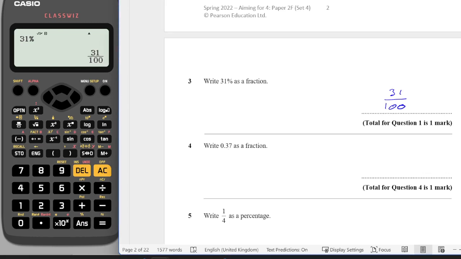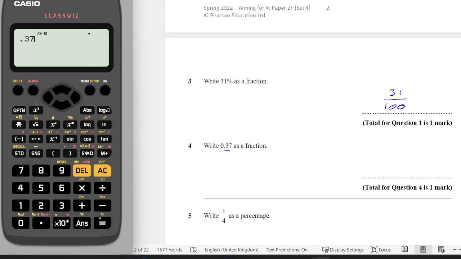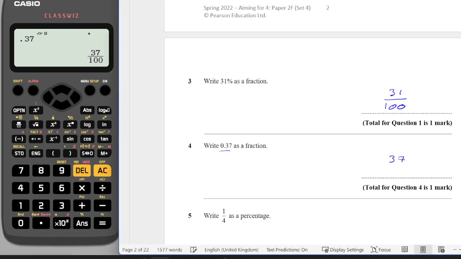Write 0.37 as a fraction. Again, you can do this without a calculator, but on a calculator paper, it makes sense. 37 out of 100.